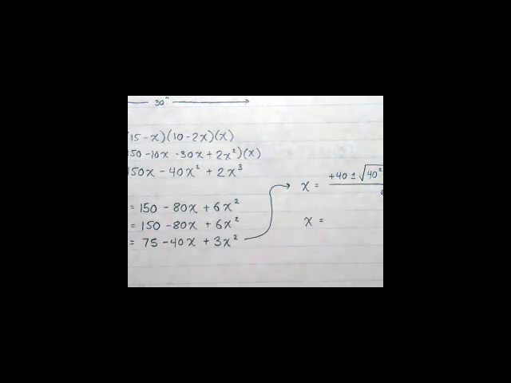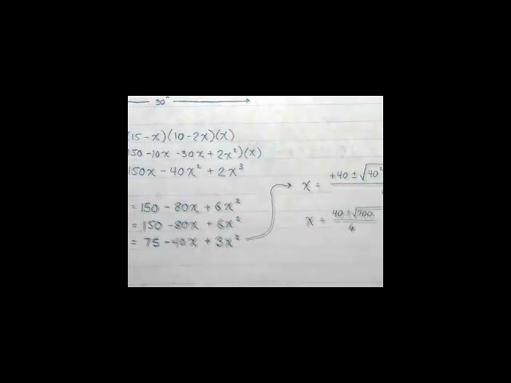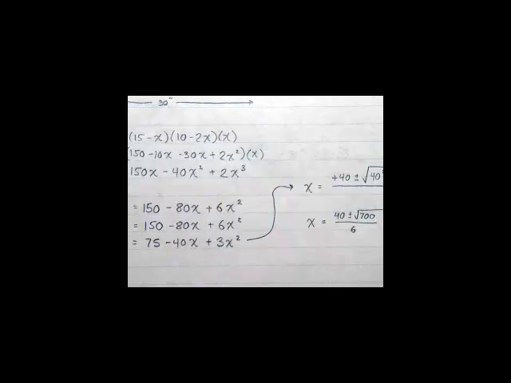All right, so let's work that one through just a little bit here. So 40 squared minus 4 times 3 times 75, that's 700. So 40 plus or minus the square root of 700 divided by 6. So we'll do it once with the plus here. So 40 plus square root of 700 divided by 6.